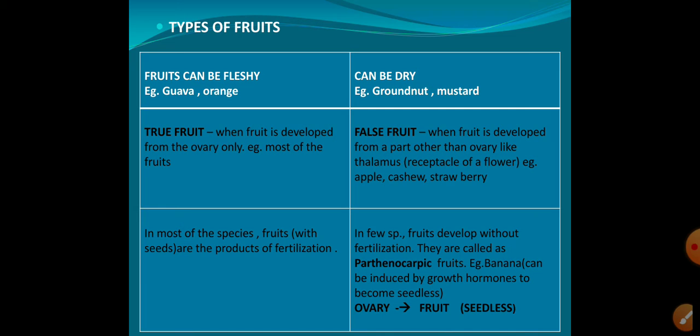Next is, in most of the species, fruits with seeds will be the products of fertilization. Okay, that is very commonly seen. And we have also learnt about parthenocarpic fruits, which are said to be seedless fruits. Which means in a few species fruits develop without fertilization, that is without seeds, and those fruits are called parthenocarpic fruits. The example I've given is banana, and the production of parthenocarpic fruits can be induced by some growth hormones to make it seedless. That is ovary becoming a fruit without seeds.